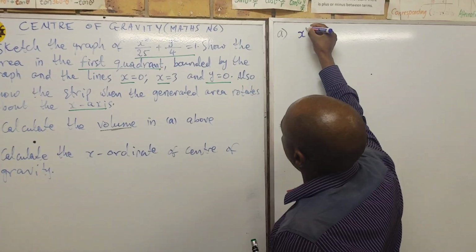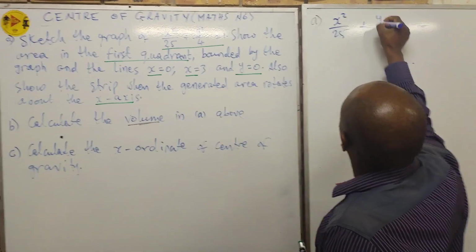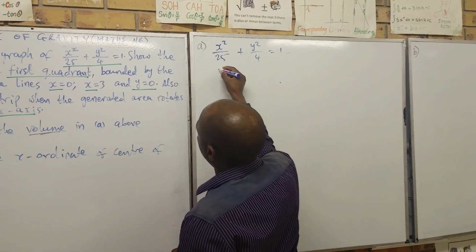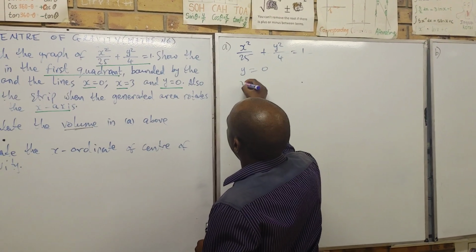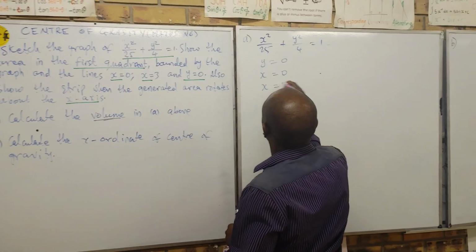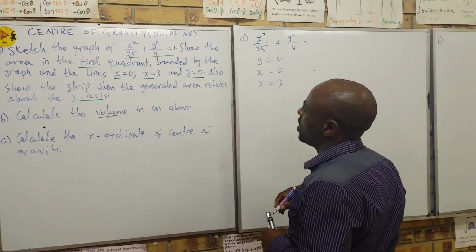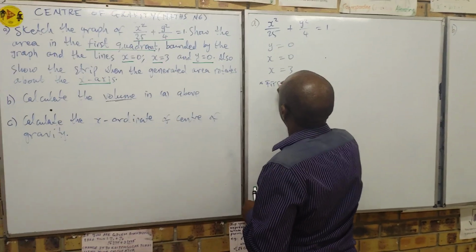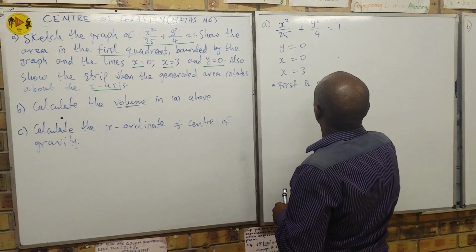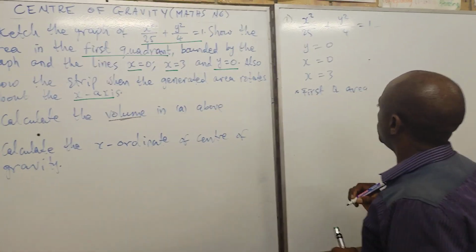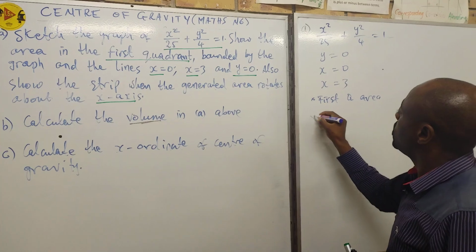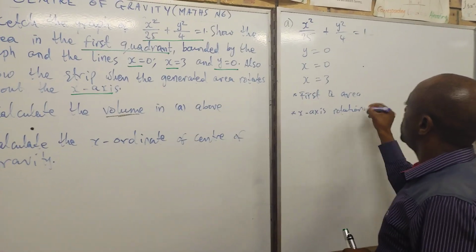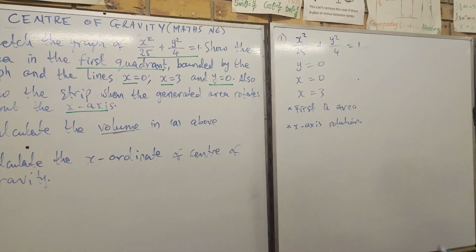I see the graph of x squared over 25 plus y squared over 4 equal to 1. That's the first thing. Then I've seen the graph of y equal to 0, x equal to 0, x equal to 3. So those are the graphs I think I'm seeing. Then I'm also told about first quadrant area. So that means that is where I'm putting my strip on the area I'm shading. Then I'm told about x-axis rotation. So when I read the problem of volume, this is how I extract my information.